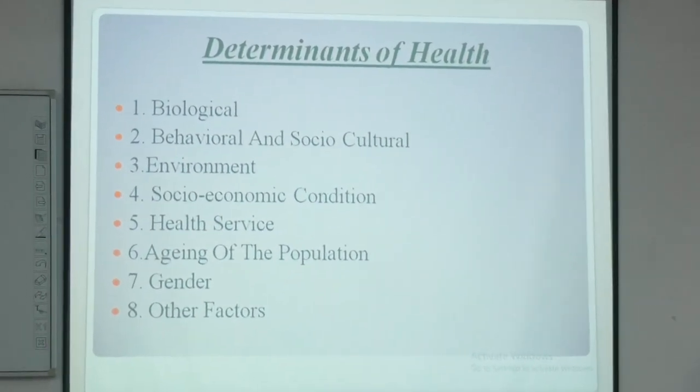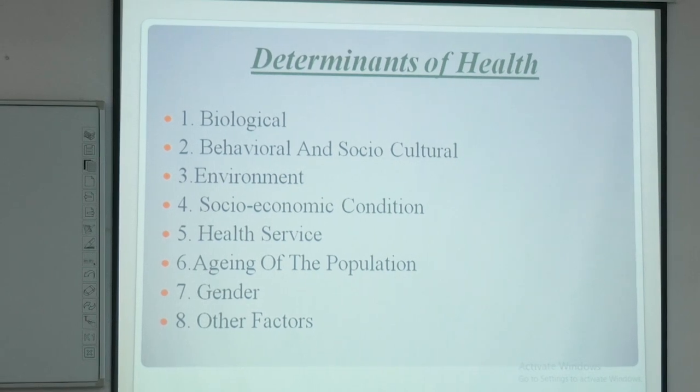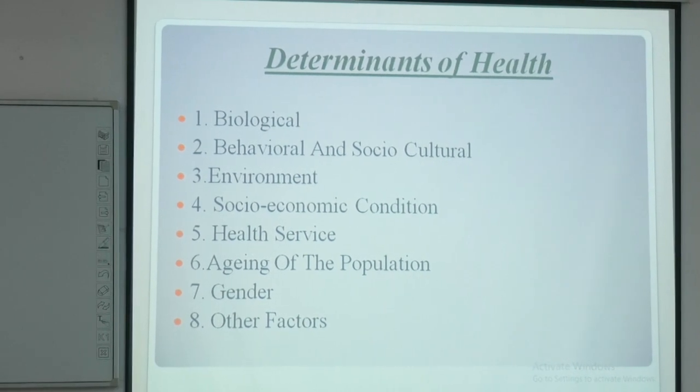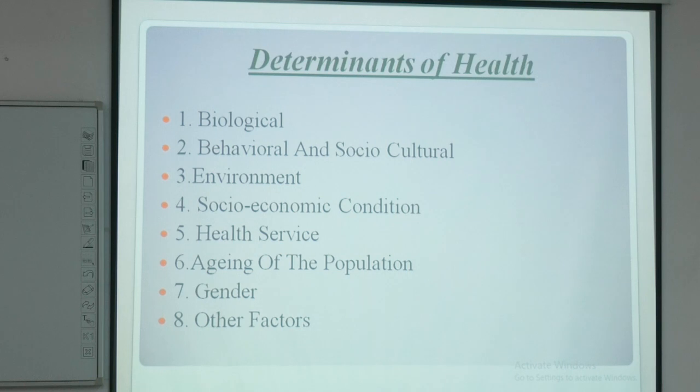Everybody please pay attention. আর 5 সেকেন্ড এদিকে এদিকে। What are the determinants of health? One is biological, second is behavioral and social cultural, third is environmental, fourth is socio-economic, 5 is health service, aging of the population, gender and other factor.